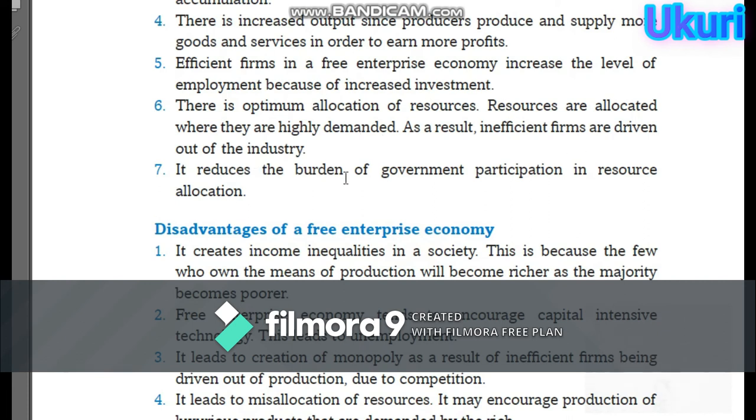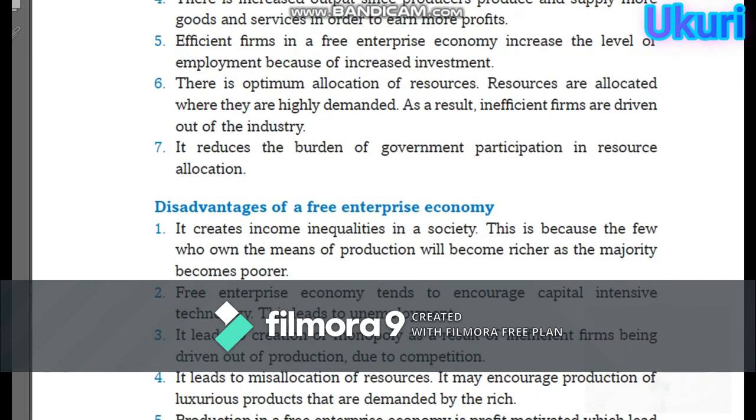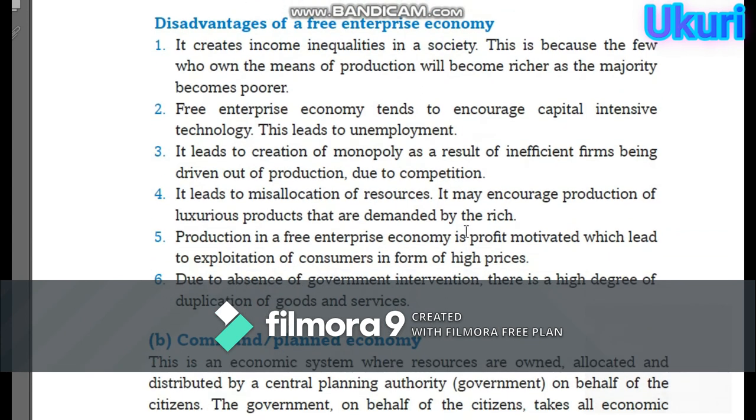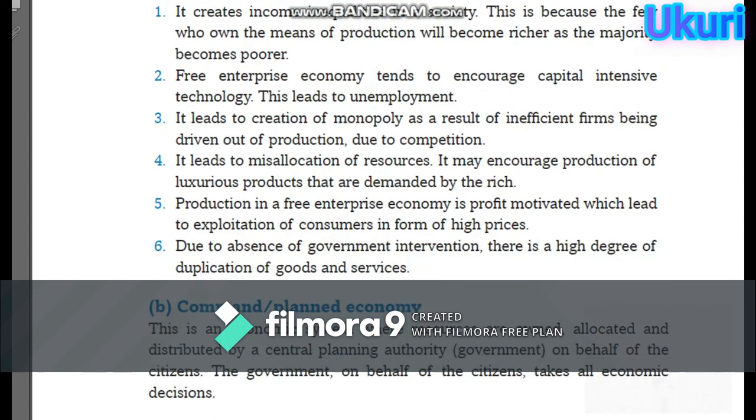It reduces the burden of government participation in the resources allocations. So, according to those advantages, there are also disadvantages of free enterprise economy. It creates income inequalities in society. Bitewe na competition menshi abahari, abantu benshi ntago binjiza profit ingana, bigenda bihindagurika. So this is because the few who own means of production will become richer as the majority becomes poorer. Abandi bamwe bagenda bakora bakaba abakire, abandi bakaba abakene.